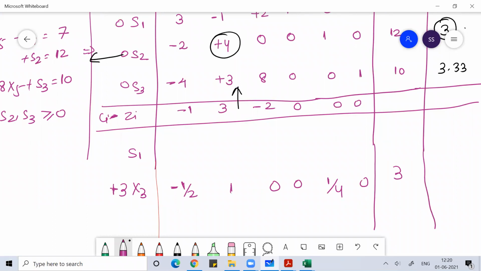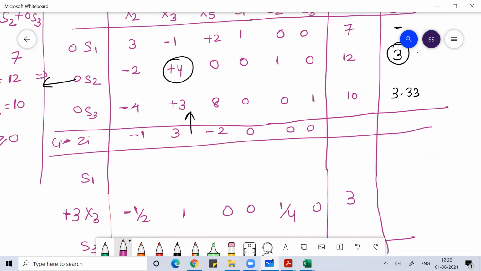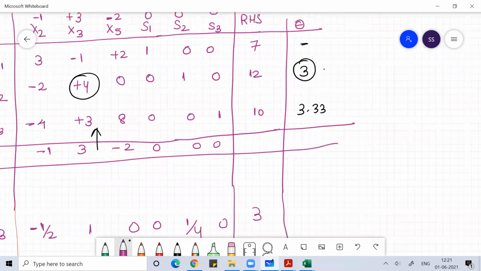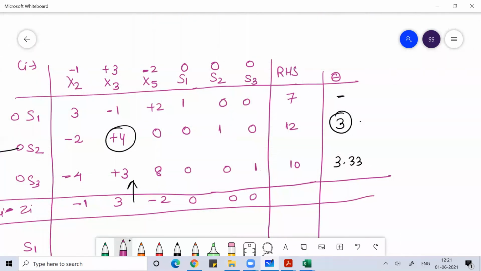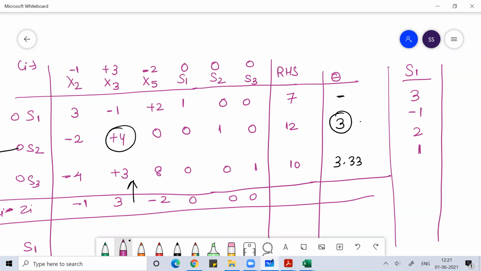Then how to find the value of S1? S1 value, I'll find as 3 minus 1. These are the new values of S1. This is the old value: 3 minus 1, then 2, then 1, then 0, 0, 7.